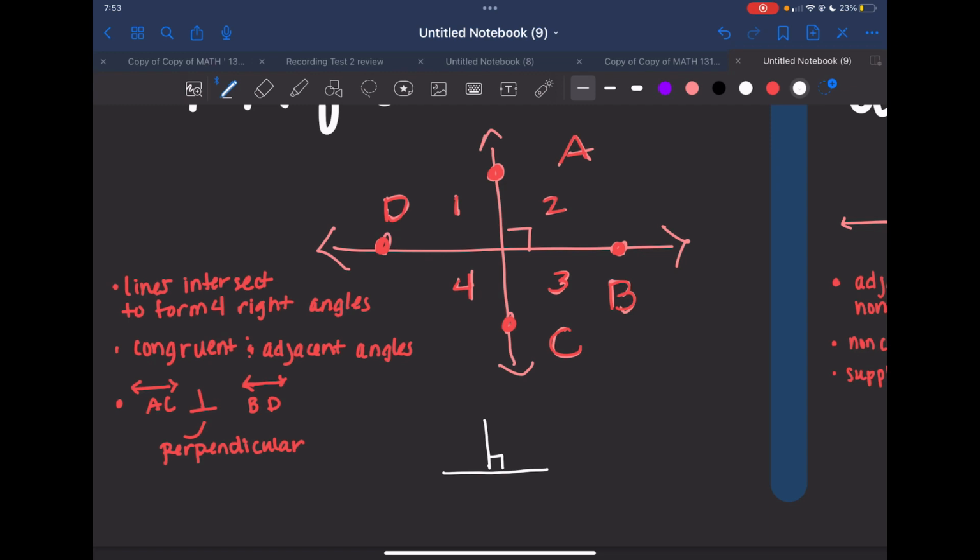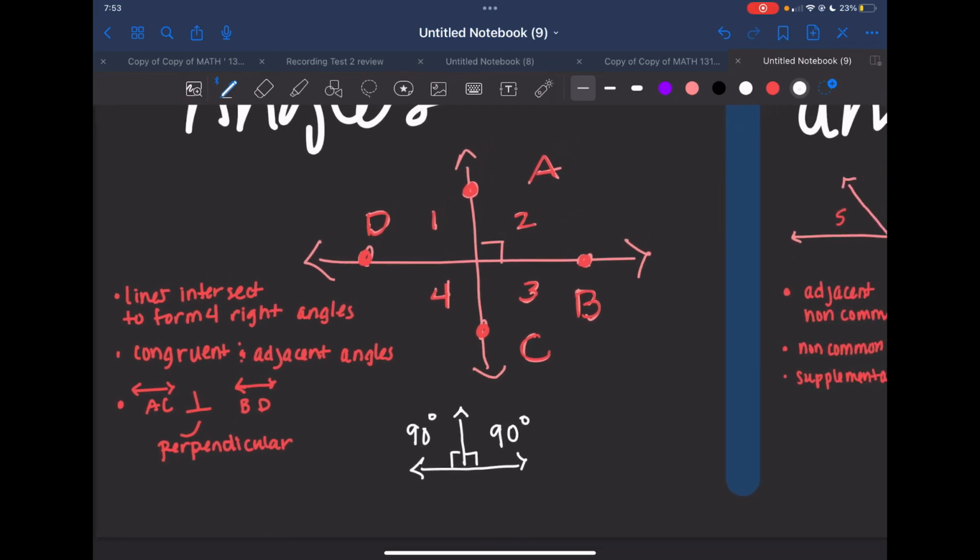Another way to look at a right angle would also be to have a line bisected by another line. So both sides would give me 90 degrees. So that's another form of a right angle. Or sorry, perpendicular angles.